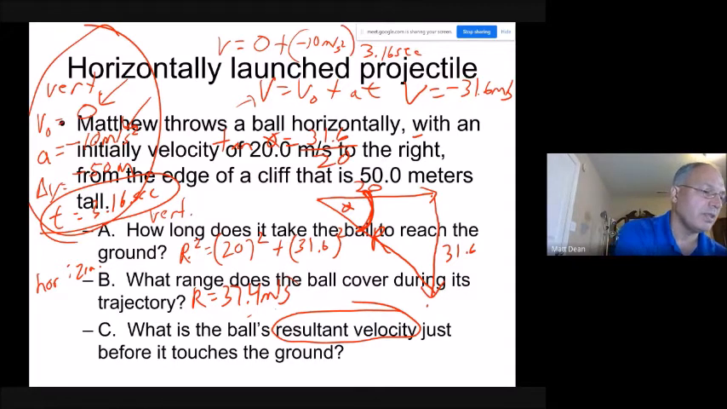And we're going to hit shift and tangent, the inverse tangent of that. I just messed up on my calculator, so let me try that again. 31.6 divided by 20, and then hit shift and tangent. And we end up with 57.7.